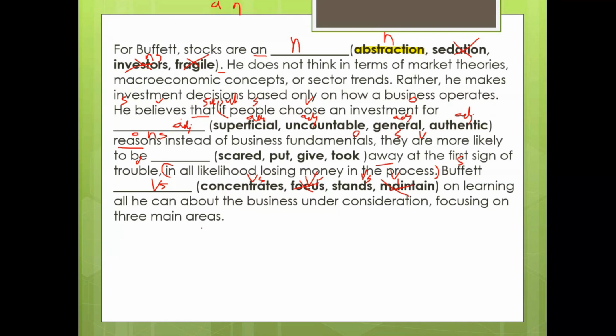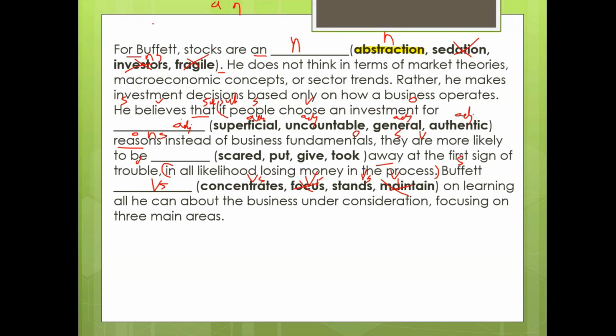Then, okay. So it means we have two options to choose from because this is a person, singular. We need a verb with s. So we have two options to choose from. Either it is concentrates or stands. So we have to understand what they have written.